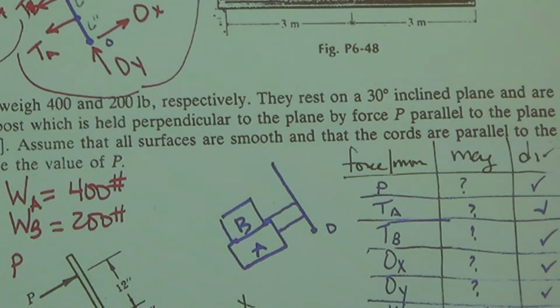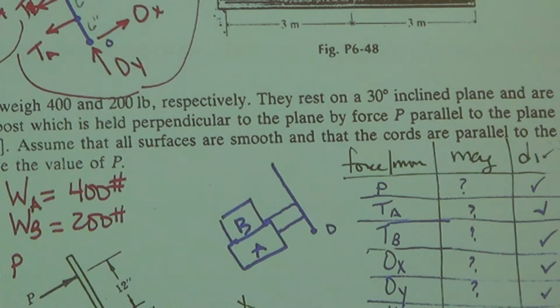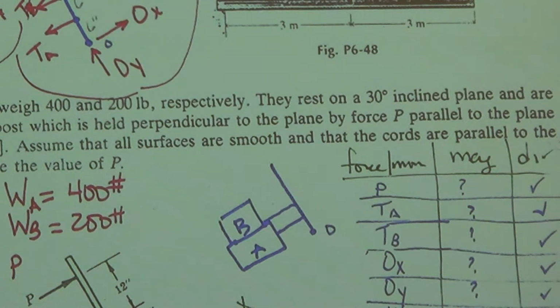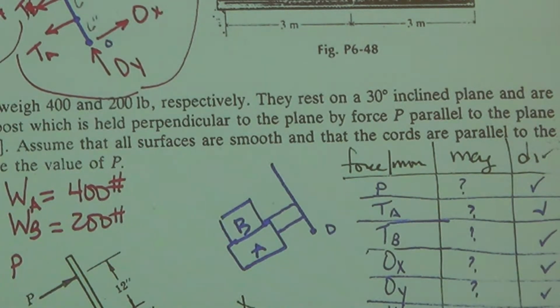Because notice block A and block B don't have O in them. So there's no way we're going to be able to find the O's unless we do all the equations in the bar. So probably the last equation we're going to do is sum of the moments about O on the bar. So this is free body diagram bar. And then we hope to find what P is.